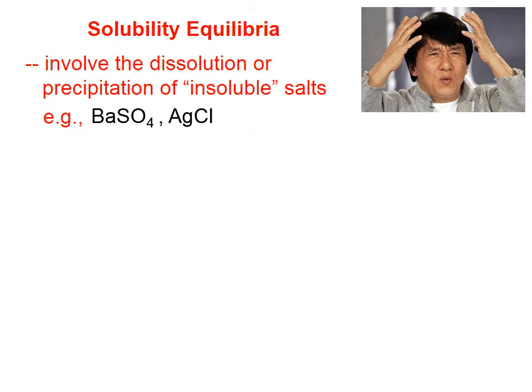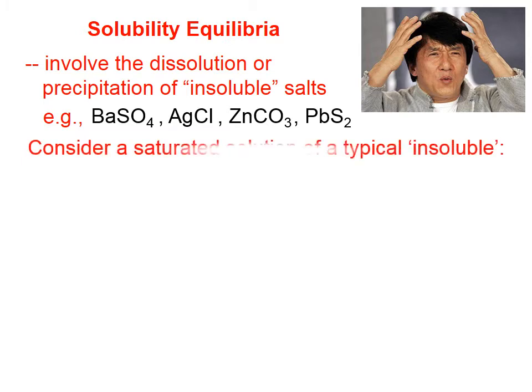For example, here are some insoluble salts: barium sulfate, silver chloride, zinc carbonate, lead(IV) sulfide. If you would like to review the mnemonics for soluble and insoluble substances that I came up with, see the lessons in the unit on solutions. I think they're the first couple of lessons in that unit. My students have learned already that these are insoluble salts. And what we're saying today is that they're actually just a wee tiny little bit soluble.